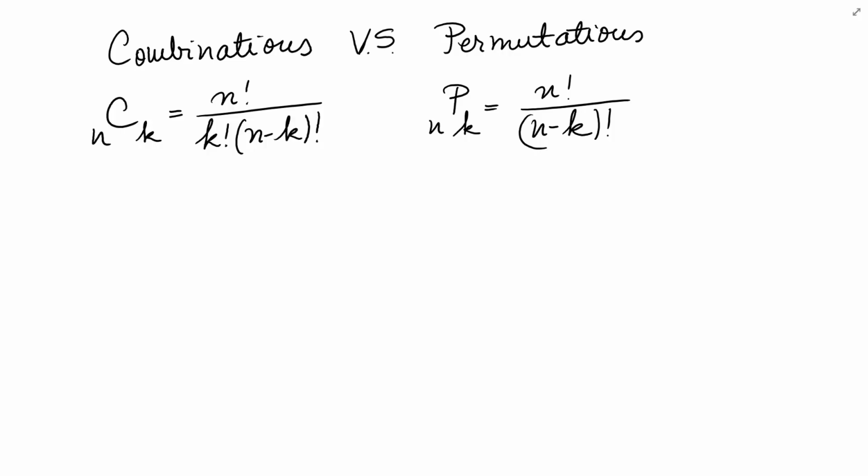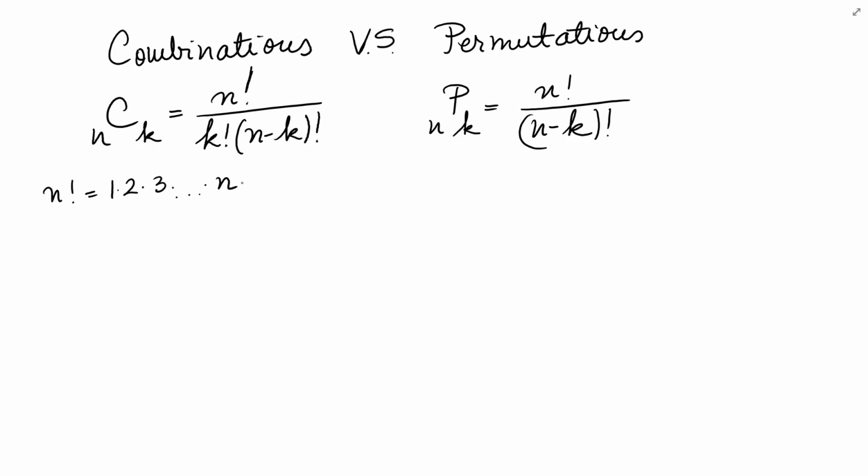In this video, I'm going to talk about combinations and permutations. So you probably already know that the combination of n taken k times is n factorial over k factorial times n minus k factorial, and the permutation of n taken k times is n factorial over n minus k factorial, where n factorial means 1 times 2 times 3 times dot dot dot times n. So the product of all consecutive numbers from 1 to n.